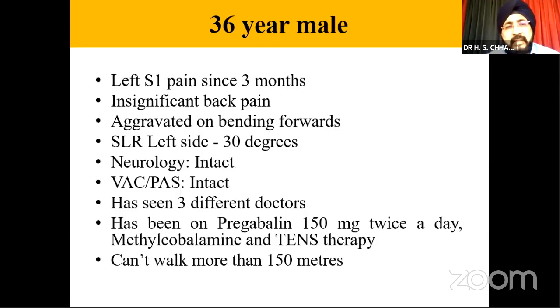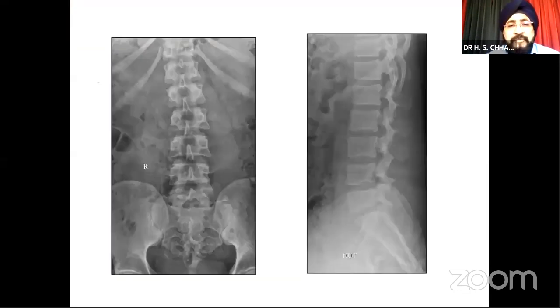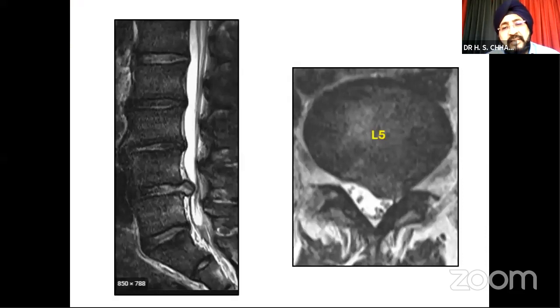Let's start with this case of a 36-year-old male having left S1 pain since 3 months, insignificant back pain, aggravated on bending forwards, straight leg raising of 30 degrees on the left side, neurology intact. He has seen 3 different doctors, has been on pregabalin 150 milligram twice a day, methylcobalamin and TENS therapy. He can't walk for more than 150 meters and hasn't had relief so far. These are the X-rays. This is the MRI.